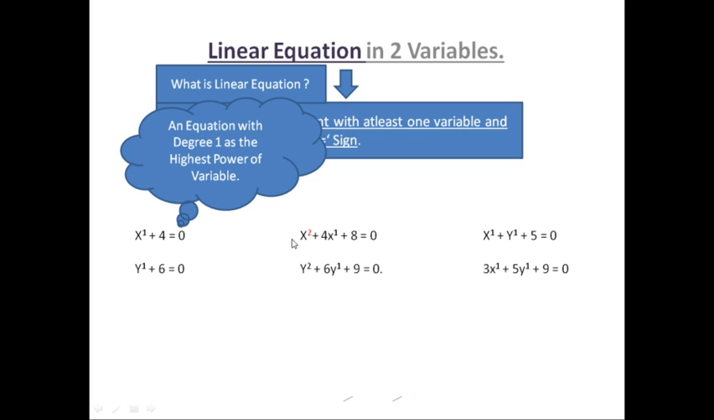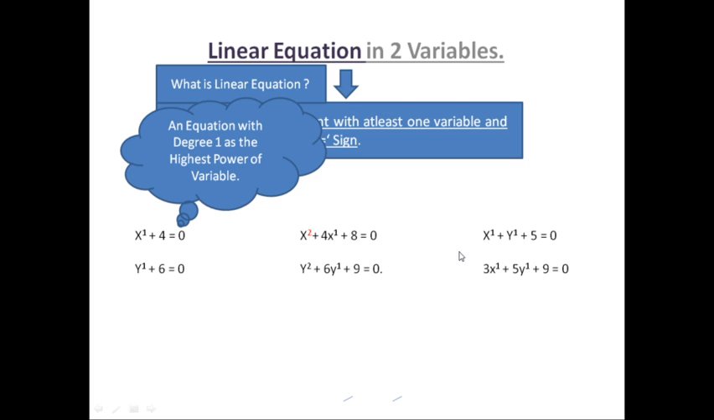But now observe my cursor very carefully. Here it is given x square plus 4x plus 8 is equal to 0. In this equation, the highest power, or the degree, is 2. But for a linear equation, the highest power or degree should be 1. So this cannot be an example of a linear equation. Similarly, even this cannot be an example of a linear equation because the highest power is 2 here. So we eliminate these two.